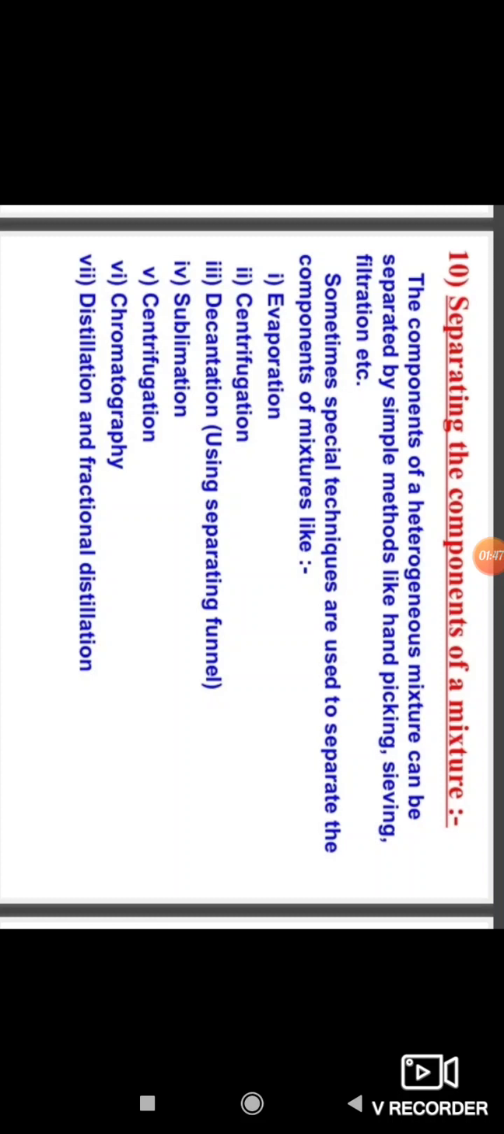Evaporation. Evaporation is a method used for separating a volatile component or solvent from a non-volatile component or solute by heating the mixture. So the evaporation method is used for separating a volatile component in a solvent from a non-volatile component in a solute by heating the mixture.